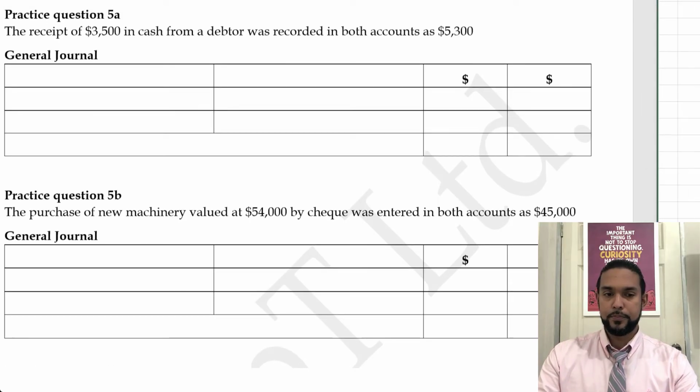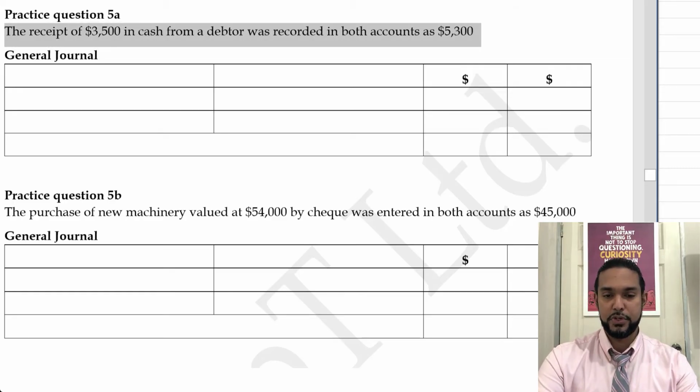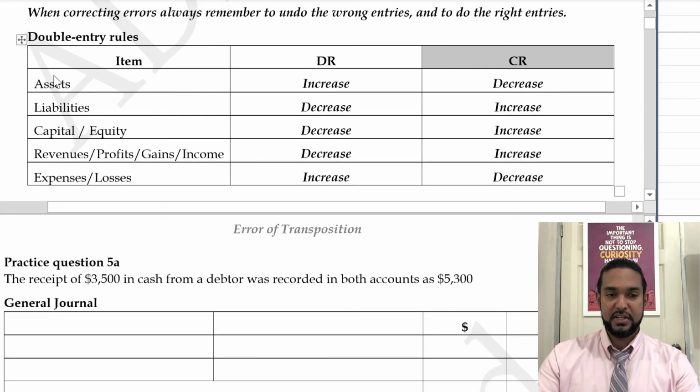Okay, how did they go? Okay, so in the first case, the receipt of $3,500 in cash from a debtor was recorded in both accounts as $5,300. So if we receive cash, let's go up here, right? Cash is an asset. If we receive cash, cash is increasing.